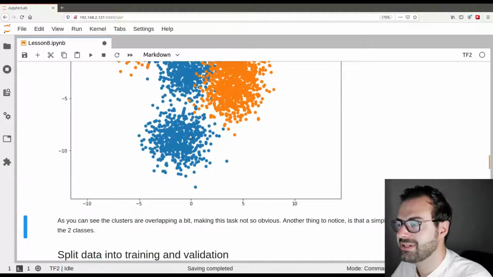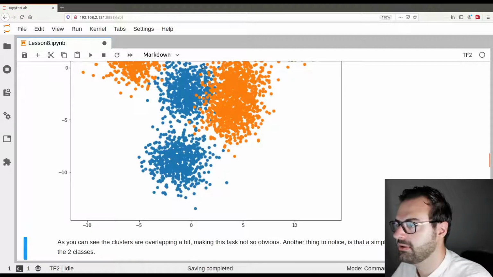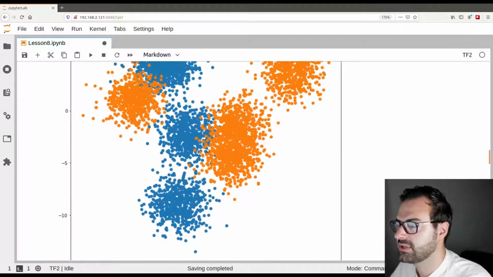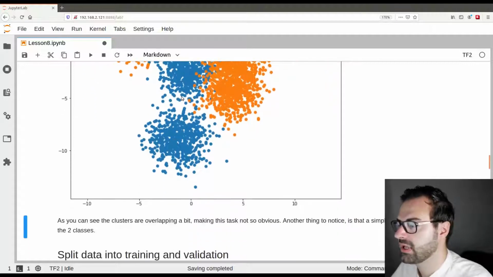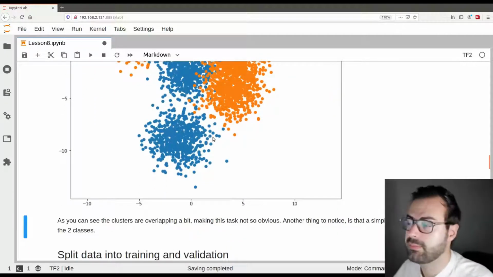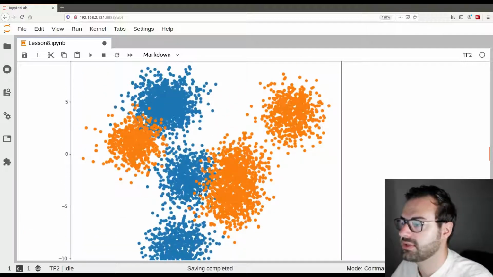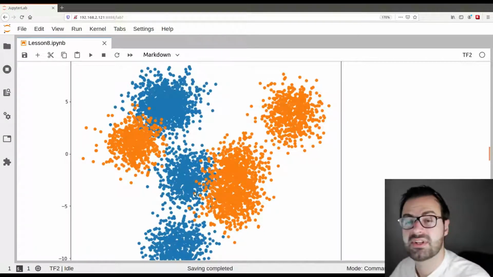So as you can see, the clusters are overlapping a little bit, especially here. You can see where the clusters are very close to each other due to the standard deviation. And this task is not that obvious. It's not so complicated, but it is also not that obvious. As you can see here, there is a lot of overlapping. So just based on the XY coordinates of these dots, it is pretty difficult to say whether it belongs to one class or another.